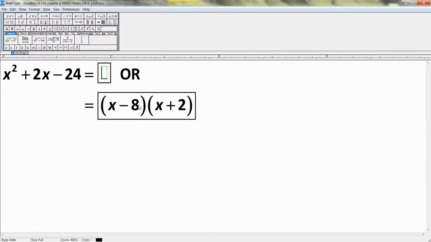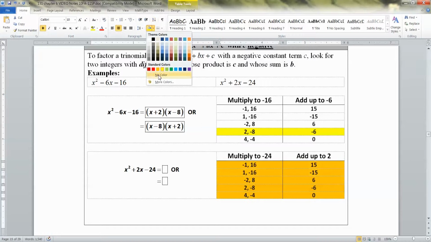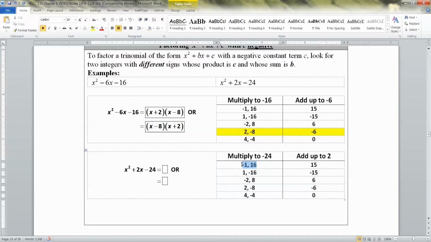We'll make this go away. We'll figure out the answers. All right, so I need numbers that multiply to negative 24, but they're going to add up to positive 2. All right, so let's highlight all of this. Okay, so it could be negative 1, positive 24. That would add up to 23. Positive 1, negative 24. That would make negative 23.